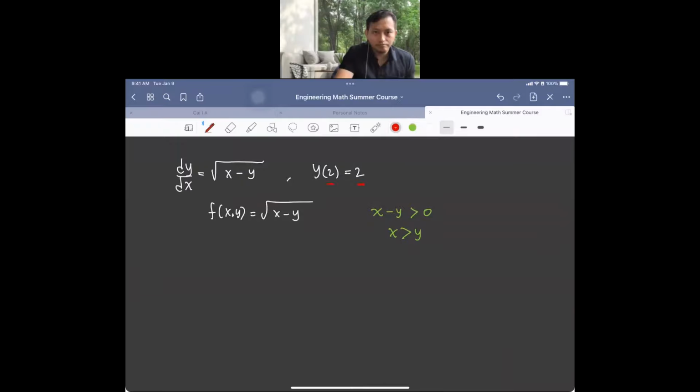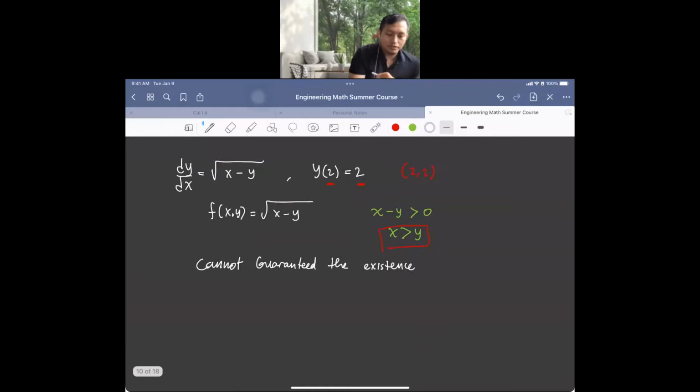But it's not possible, right? It's not possible because at this point, it's supposed to be at 2, 2, right? But 2 is equal to 2, right? Okay, so because of this, we can say that it cannot guarantee the existence, because it has a contradiction with the initial value. So at 2, 2, we cannot guarantee its existence. But at any other point, maybe we can have it. Okay.